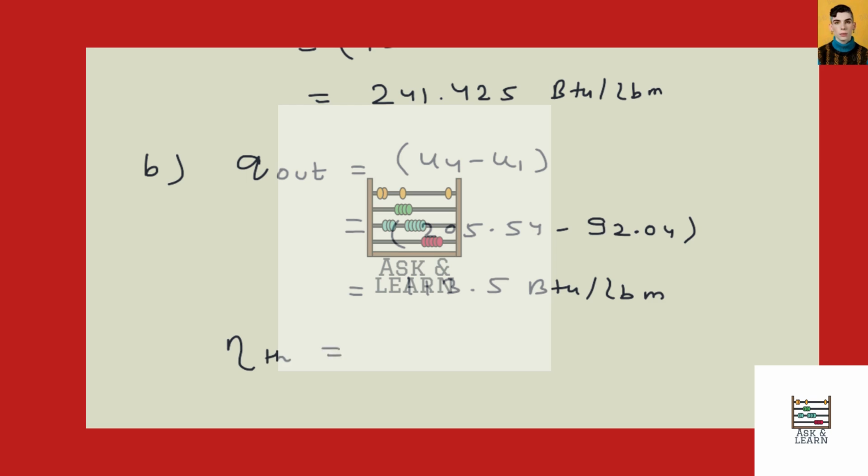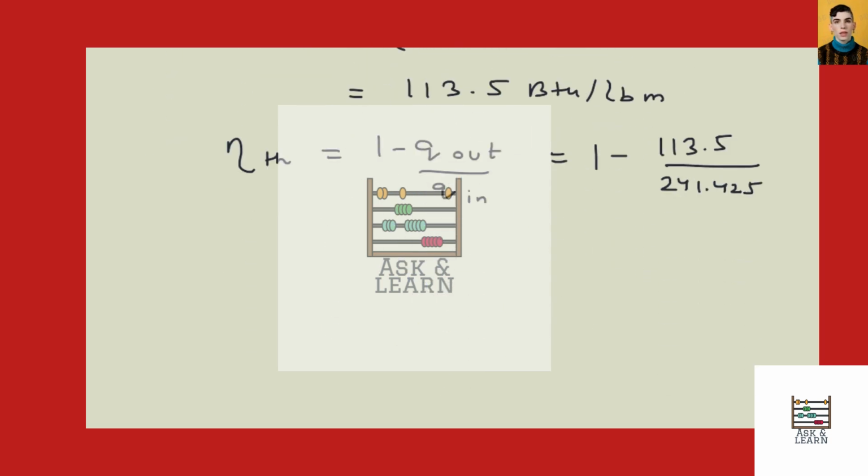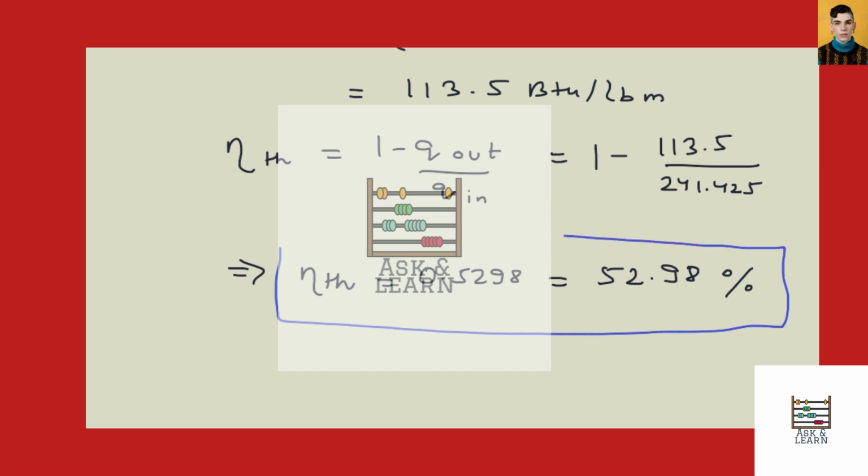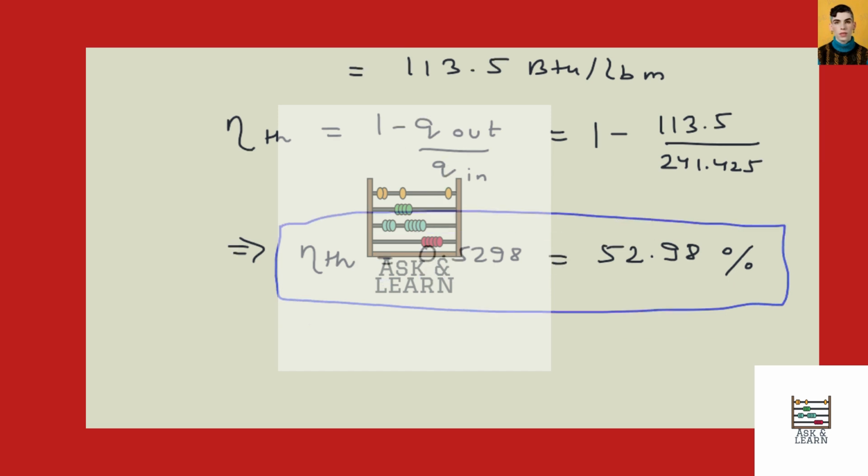Now the thermal efficiency, that is efficiency, is equal to 1 minus Q out by Q in. Just put the above calculated values: 1 minus 113.5 by 241.425. So our efficiency will come as 0.5298, which is equal to 52.98%. That is our answer. I hope you like it.